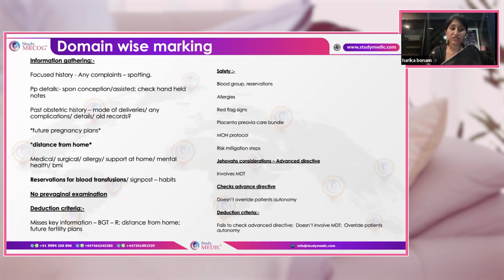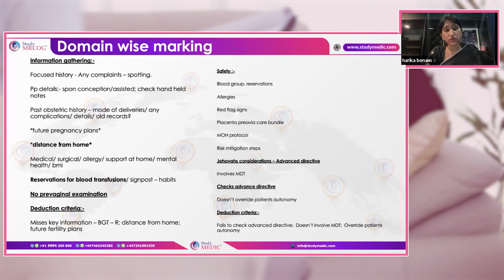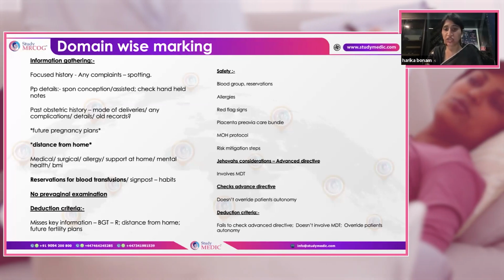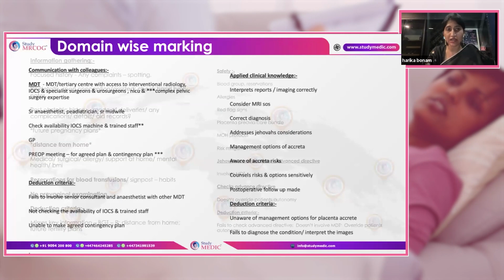So in information gathering, the asterisk point is checking about the blood group and reservations and no per-vaginal examination. In patient safety, checking the advance directive is the asterisk point.